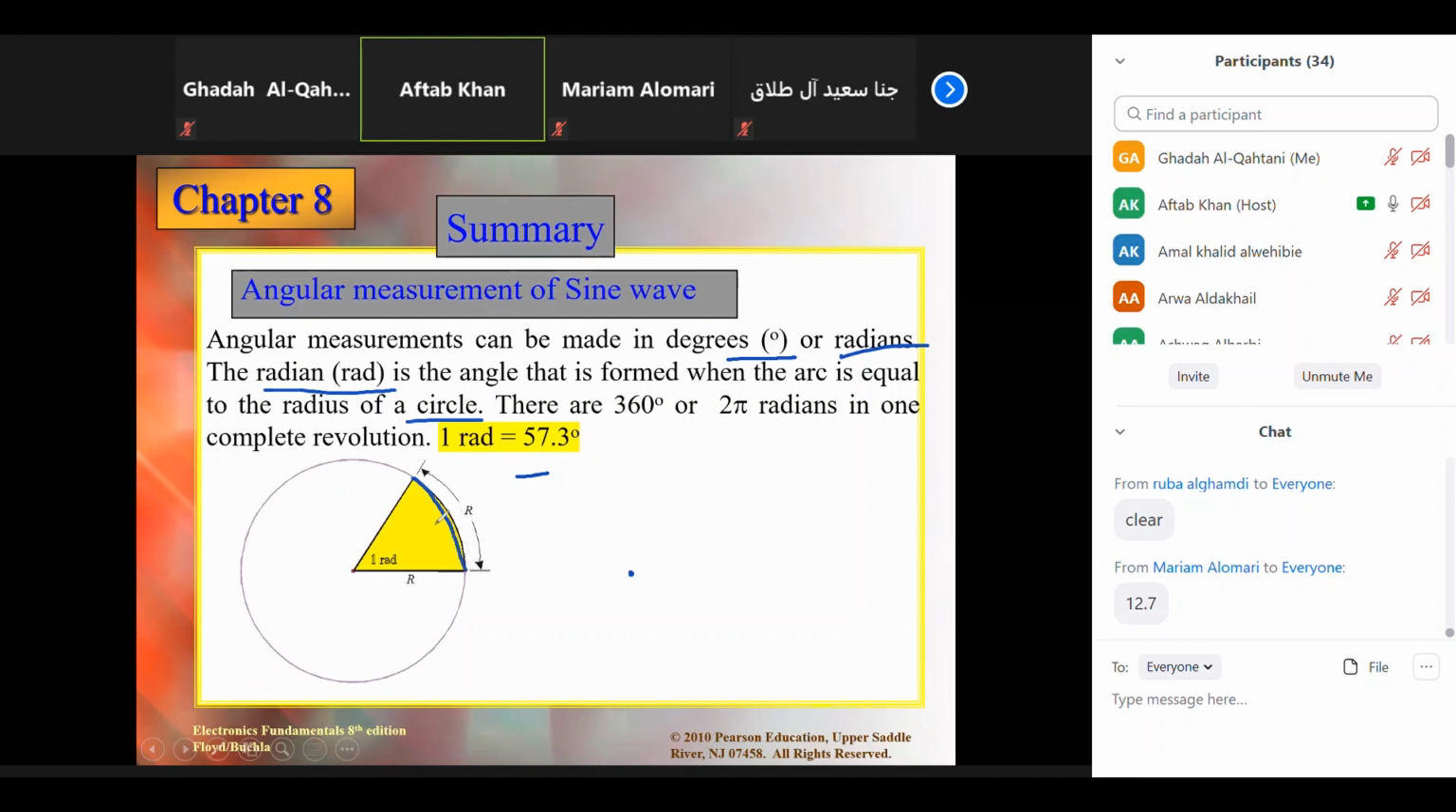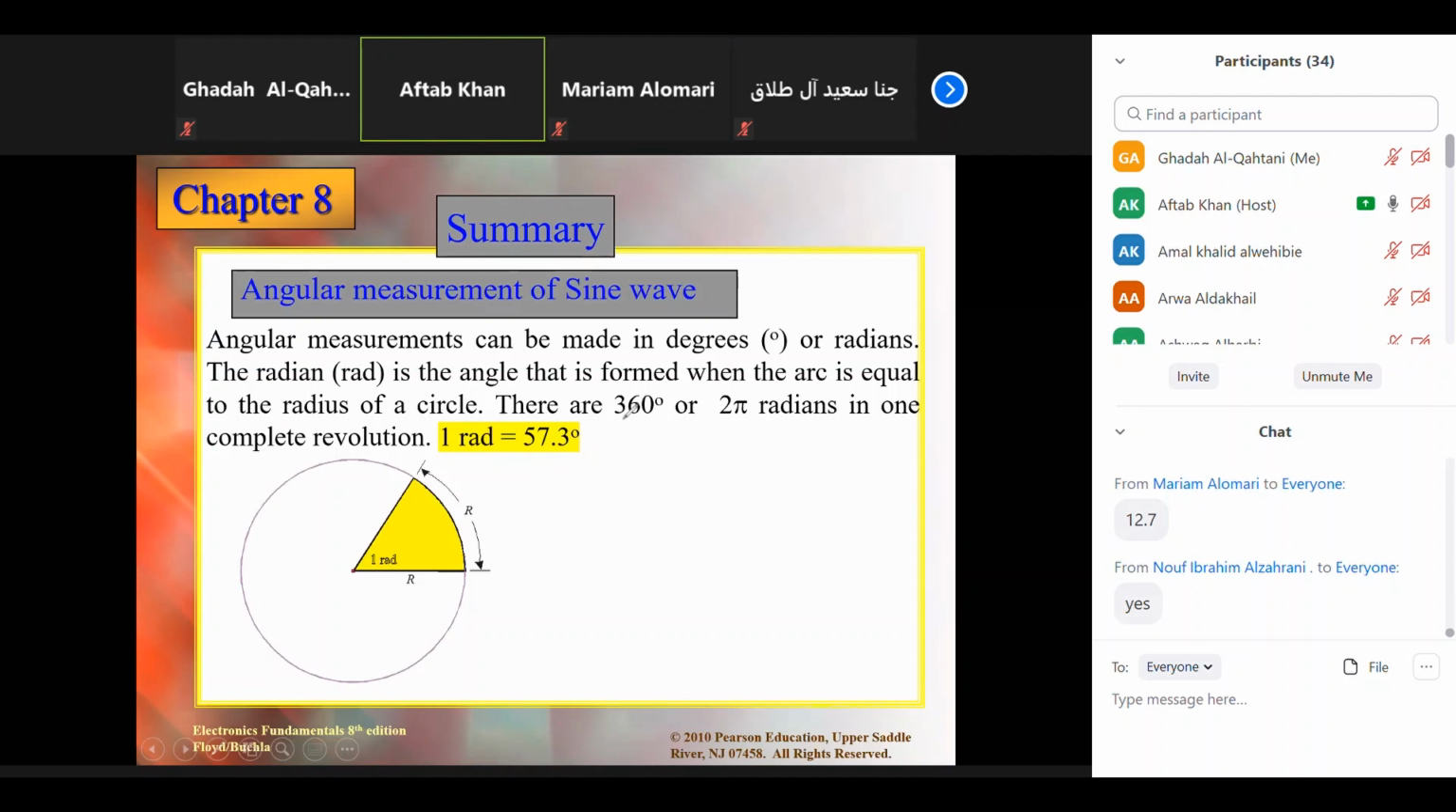When this arc is equal to the radius, you know the radius, the distance from the center to the periphery, so when they are equal, it is called the 1 radian angle. It is forming a 1 radian angle now. So this is 1 radian angle here, equal to r, the radius of this circle.